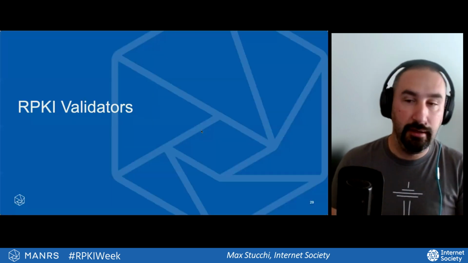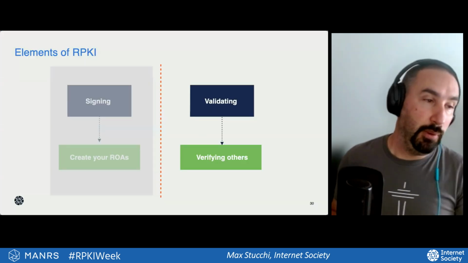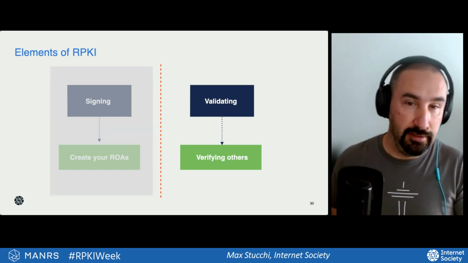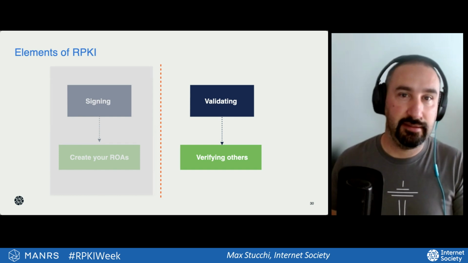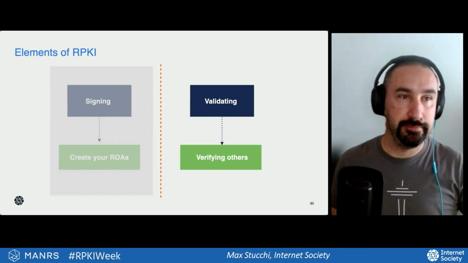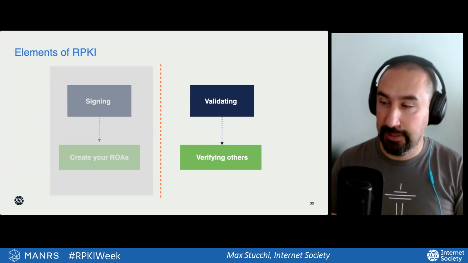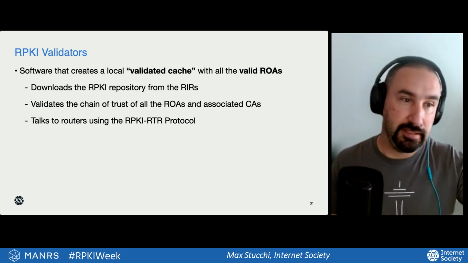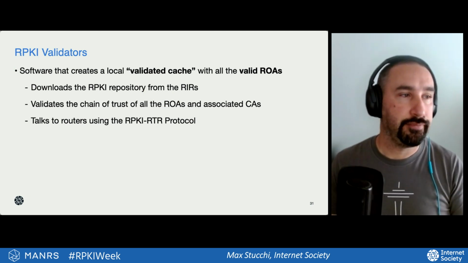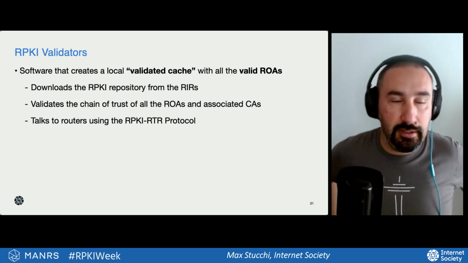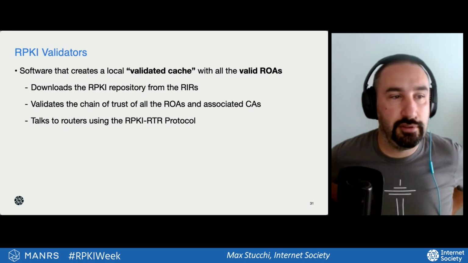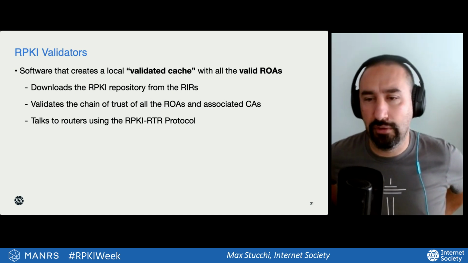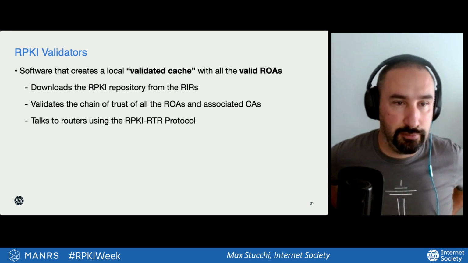Perfect. So RPKI validators. We're now looking at the other side of RPKI. We're looking at the validation. We're taking the data that other people have provided with the signatures and verifying the truthfulness of BGP announcements in this case. And we have two building blocks. One is the validators and one then is the validating action. Validators are a special kind of software that creates what is called a validated cache with all the valid ROAs, which then are called VRPs, validated ROA payloads.